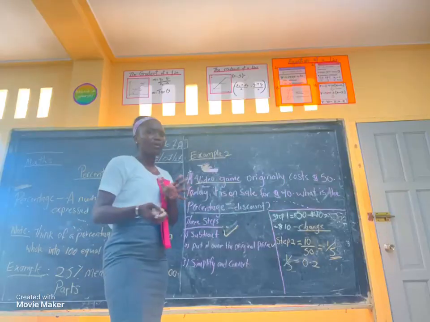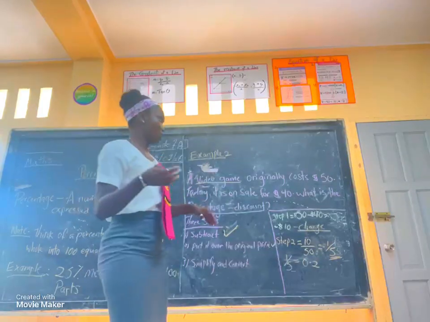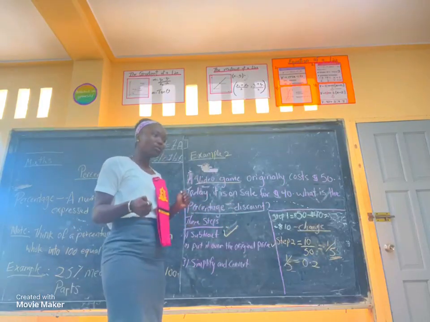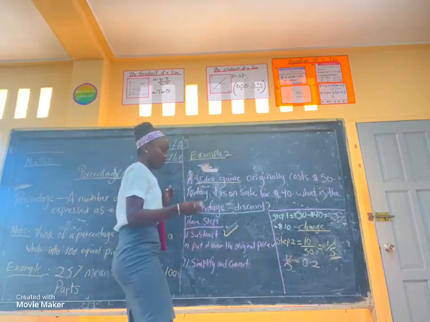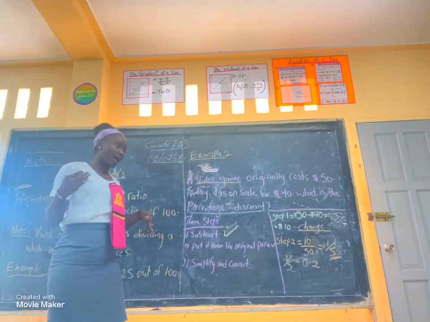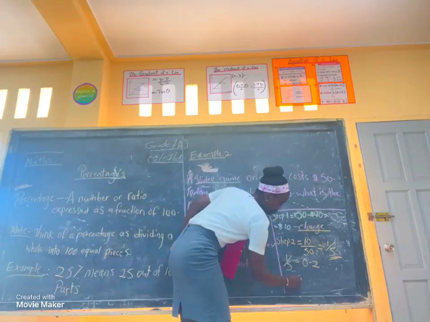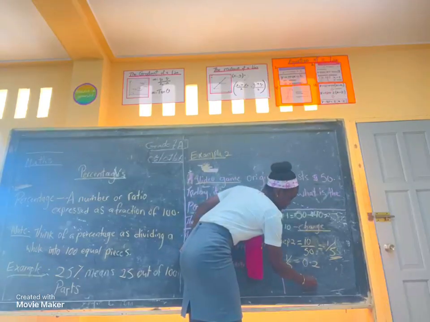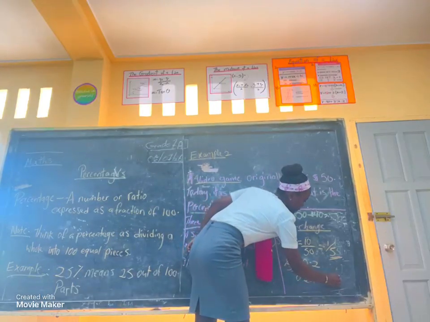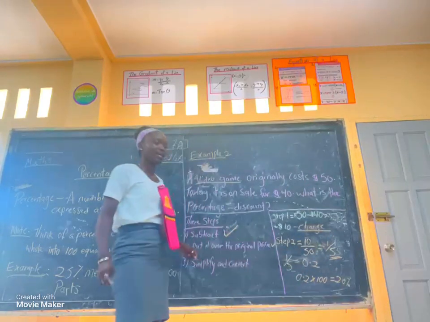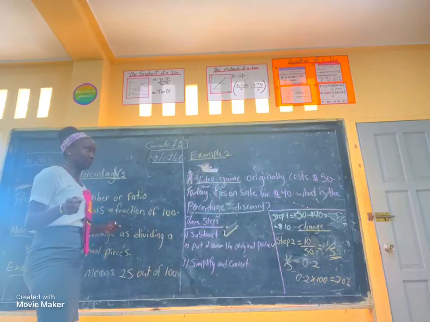So remember, we have to find the percentage discount. Now I'm going to take this 0.2 and multiply it by 100. So 0.2 multiplied by 100, your answer is 20%. And there is your answer.